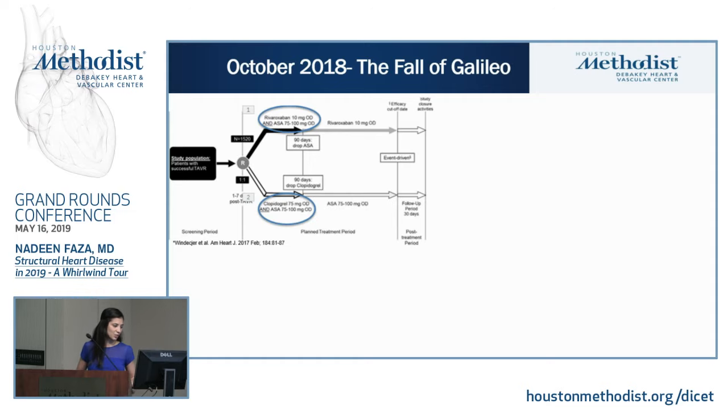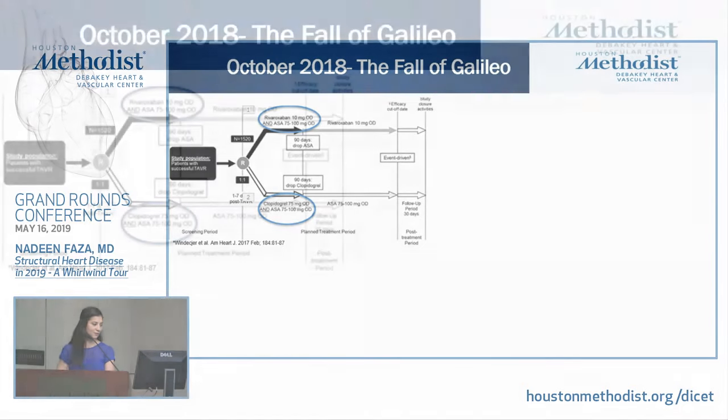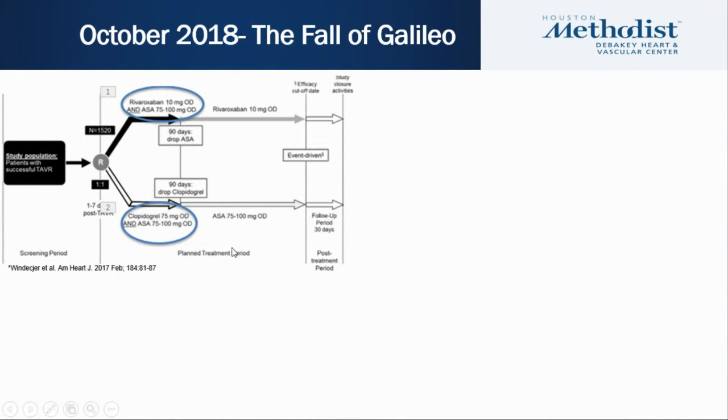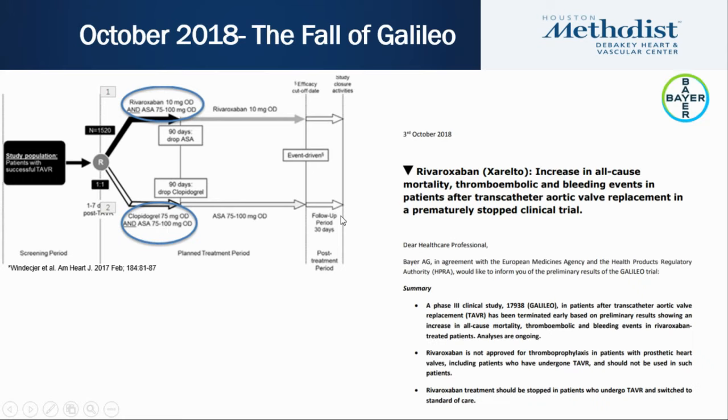So patients who underwent TAVR were either randomized to rivaroxaban and aspirin for 3 months versus Plavix and aspirin for 3 months, after which the aspirin was dropped in the rivaroxaban arm, and the Plavix was dropped in the aspirin Plavix arm.